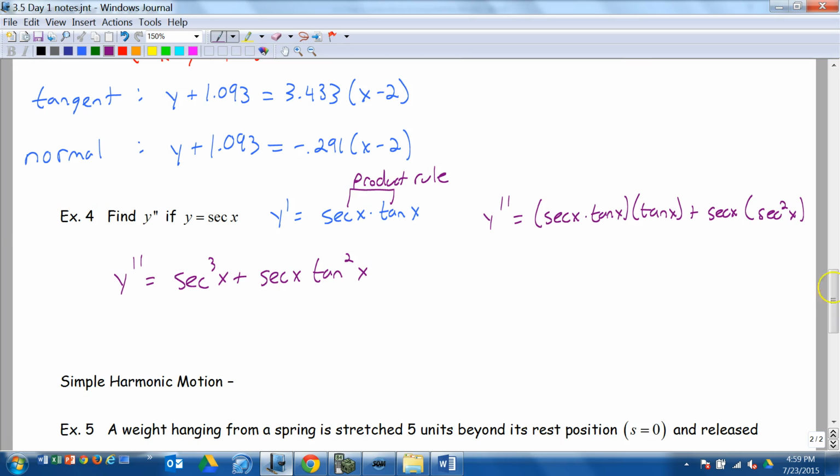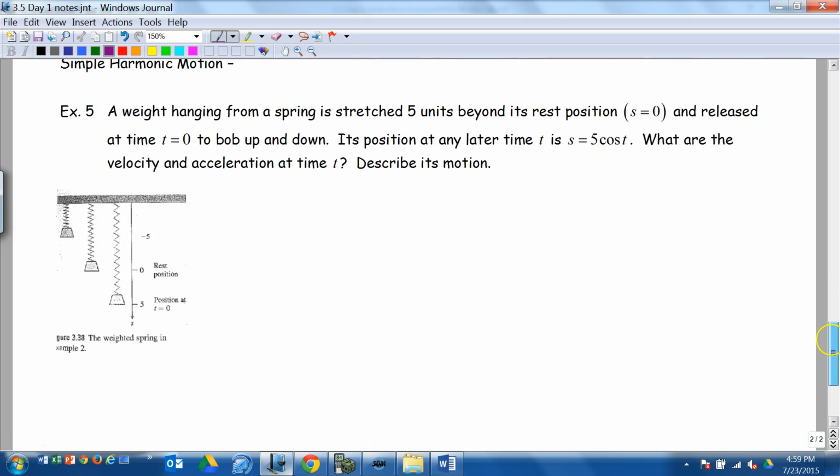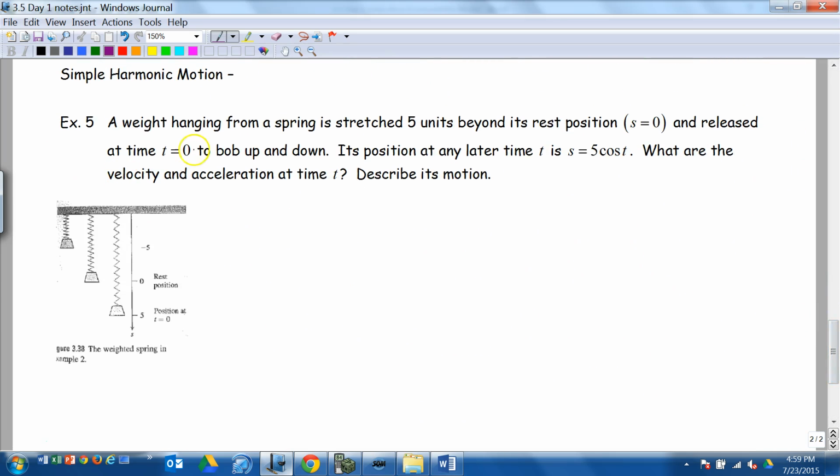And then finally, I talked about simple harmonic motion. I'm just going to get right into it. So there's a weight hanging from a spring stretched 5 units beyond its rest position. So that would be positive 5, stretching away from the ceiling. And then released at time t0, which is right here, to bob up and down. Its position at any later time is modeled by position 5 cosine of t. What are the velocity and acceleration at time t?